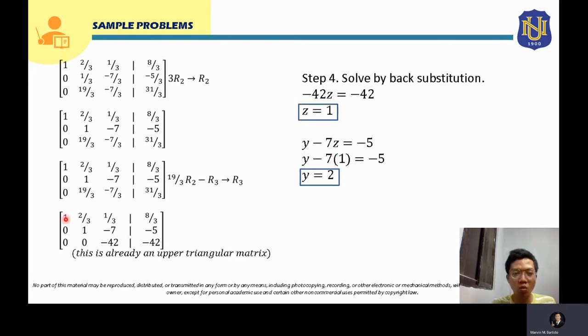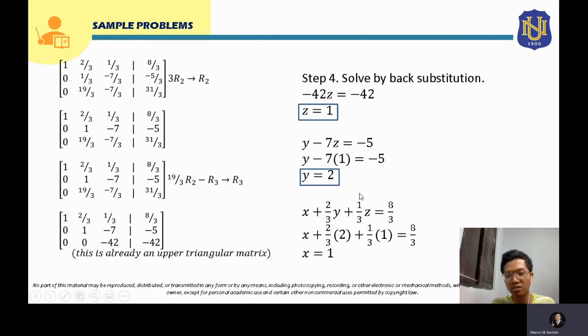Now for x, that will just be 1x plus 2/3 y plus 1/3 z is equal to 8/3. Okay, we already have the values of y and z, so we just substitute them. So this will now become x plus 2/3 times 2 plus 1/3 times 1 is equal to 8/3. So solving for x, that will be 8/3 minus 2/3 times 2 minus 1/3 times 1, which is equal to 1. So these are the values of x, y, and z. These are the answers for this problem using Gaussian elimination.